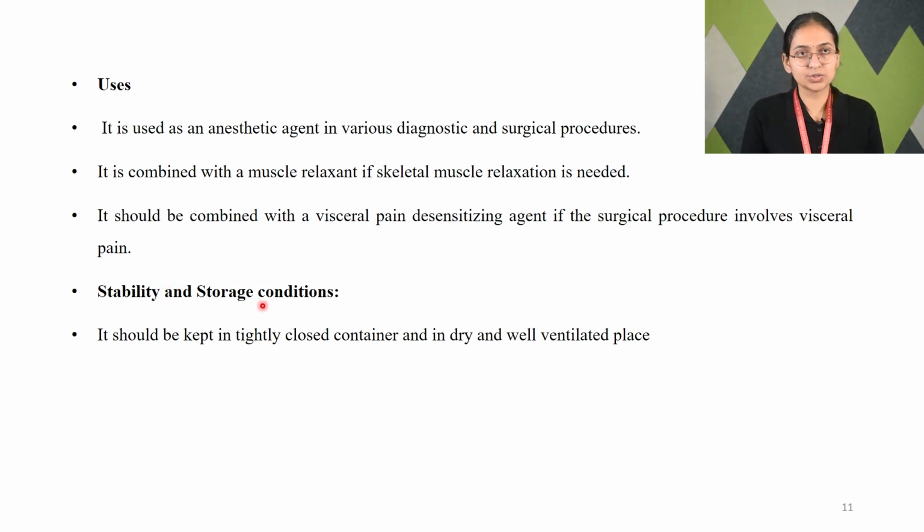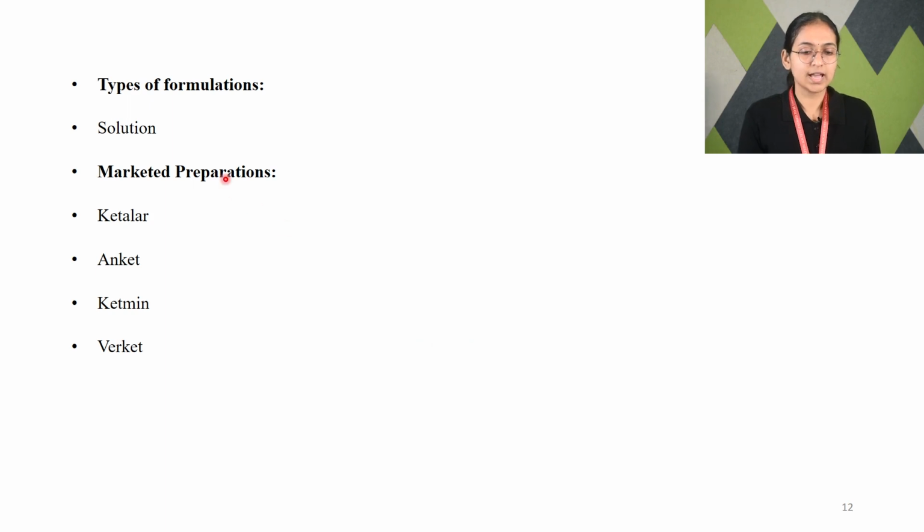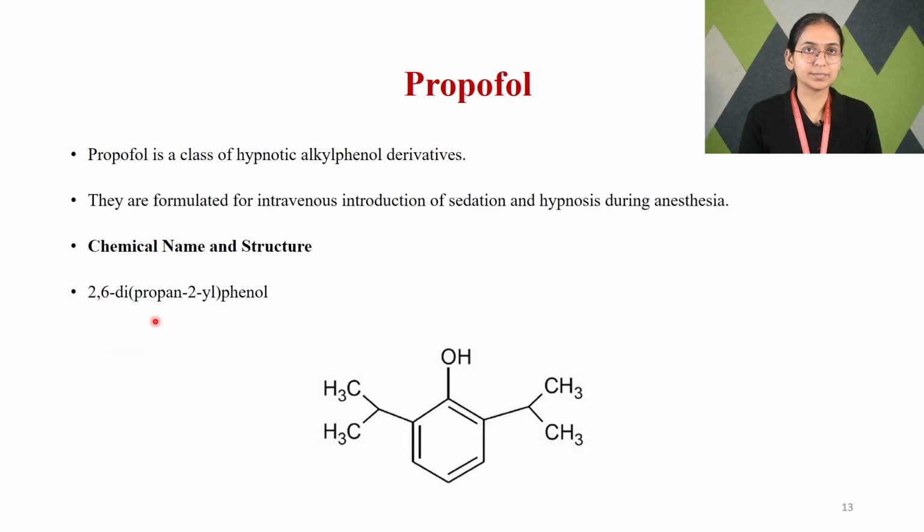Next is stability and the storage. It should be kept in a tightly closed container in a dry and well ventilated place. That is, ventilation means there should be air continuously over there. Next is the types of the formulations. Only one type of formulation is available, that is, it is available only in the solution form. The marketed preparations are the Ketalar, Ankate, Ketamine and the Workate. These are the brand names by which this drug is available in the market. So this was about the second drug, ketamine.